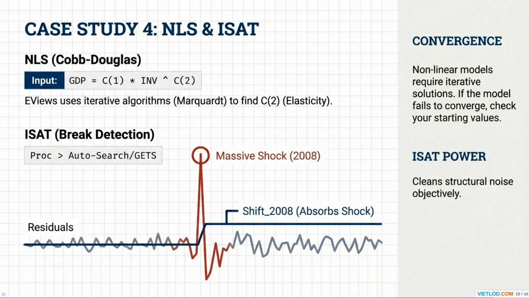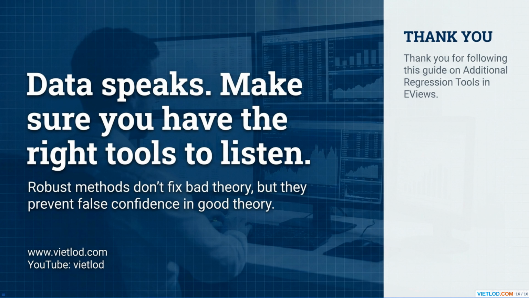Turning to ISAT, we often encounter unexpected, massive shocks and residuals, like the one evident in 2008. While one could manually add a dummy variable, ISAT offers an objective and automated solution. By applying the ISAT procedure, the algorithm identifies such a shock and creates a specific variable, shift 2008, which effectively absorbs its impact. As shown in the graphic, this process significantly cleans structural noise from the residuals, leaving a much more well-behaved error term for further analysis. This objective cleaning is the true power of ISAT.